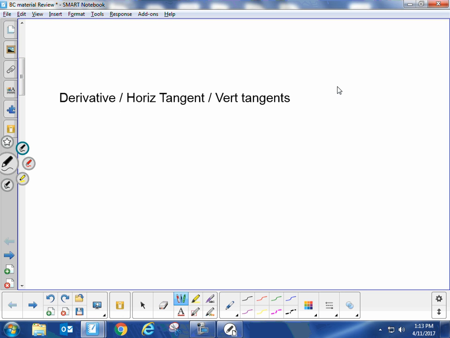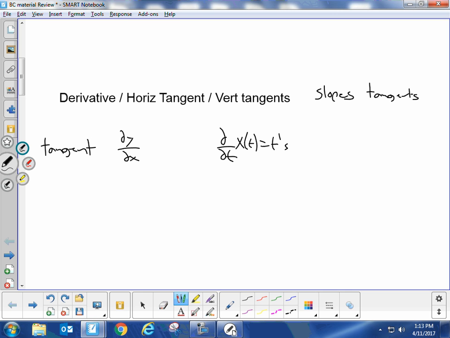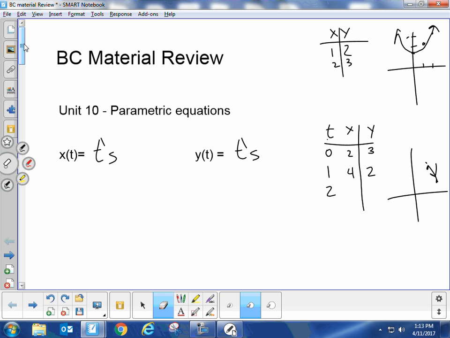There are horizontal tangents, vertical tangents, and slopes of the tangents. So we know that when we want a slope of a tangent, it's dy over dx. Well, if I have x as a function of t, I would most likely take the derivative of this with respect to t. Let's say I have x of t is equal to 3t squared, and let's say y of t is sine t or something like that.